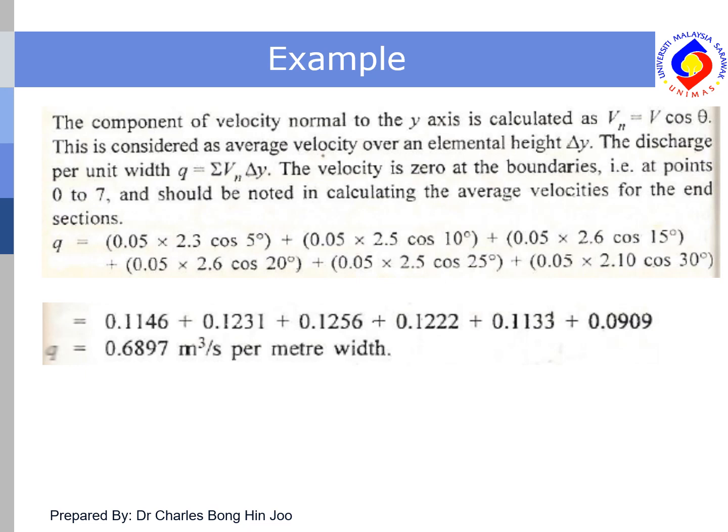So, from the data of the table, Q will be equal to y, which is the distance from the bottom of the channel, multiplied by the velocity, cos of the degree. By doing the summation for each of the elements from 1 until 7, this will give you Q as 0.6897 cubic meters per second per meter width.